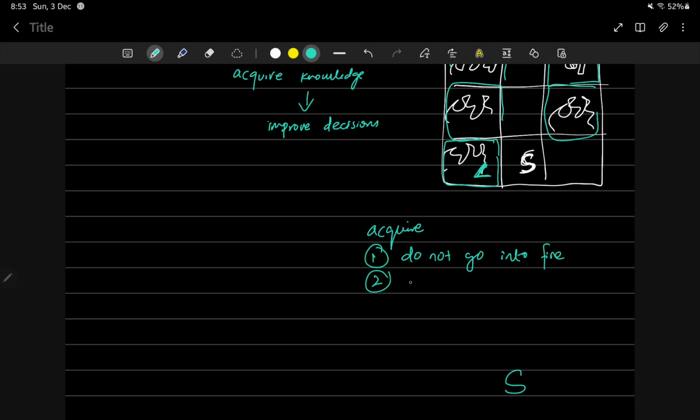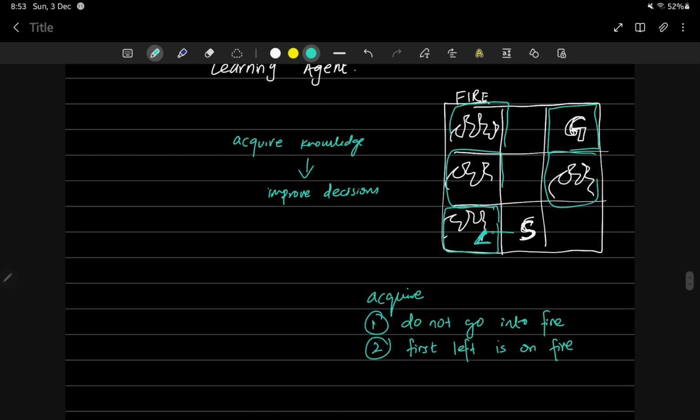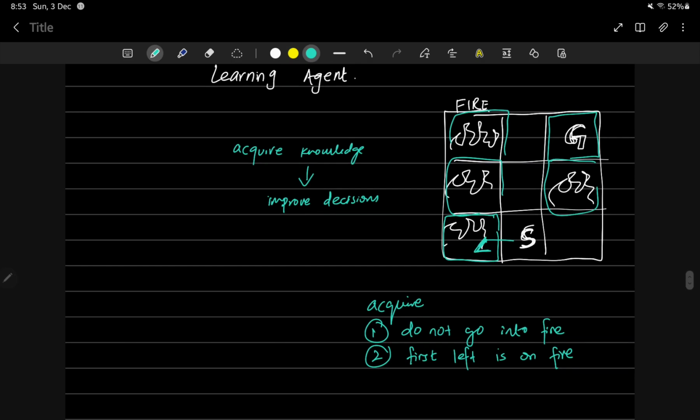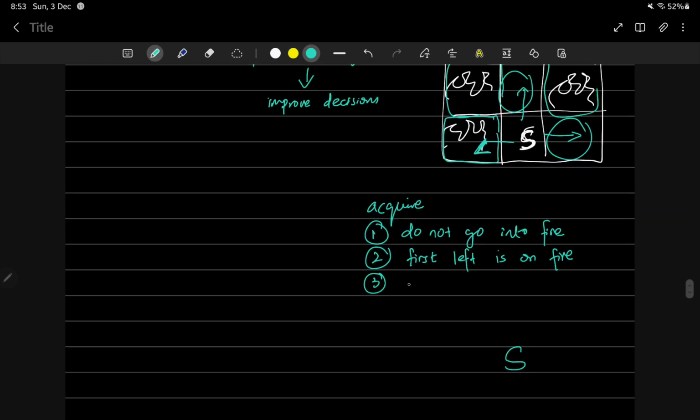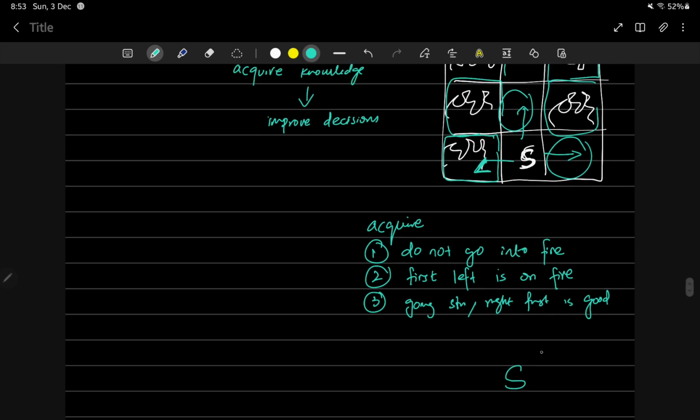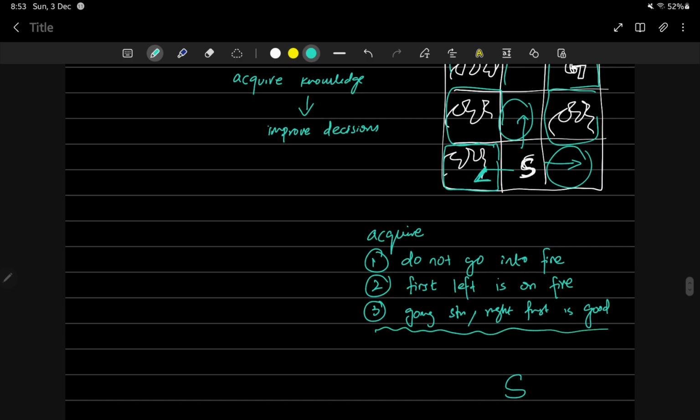And second point would be, the first left is on fire. So now it knows that I should not go to the left, to the first left. So instead it will then maybe try going to the right, and then straight, and then it will acquire more knowledge, which is going straight or right first is good, right? It will say, I'm not killed, I'm not dead. So now this is new knowledge.